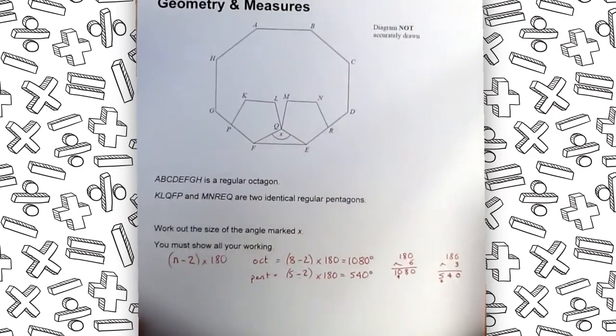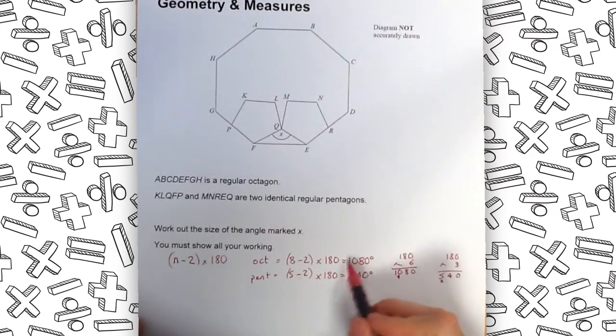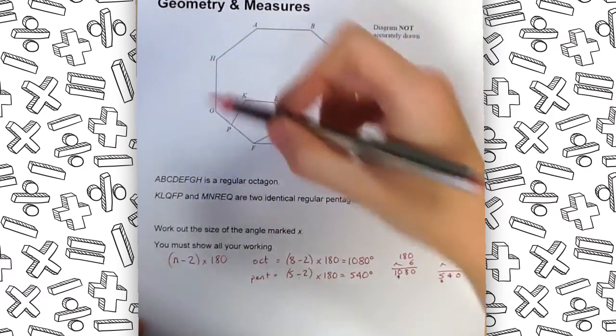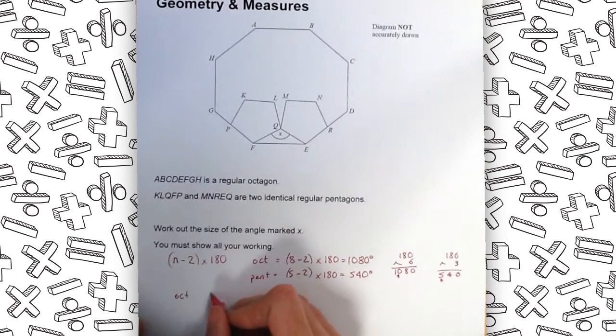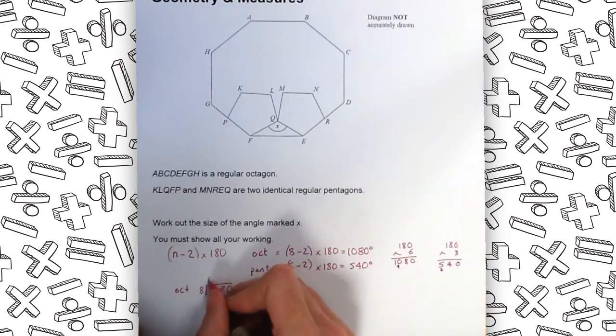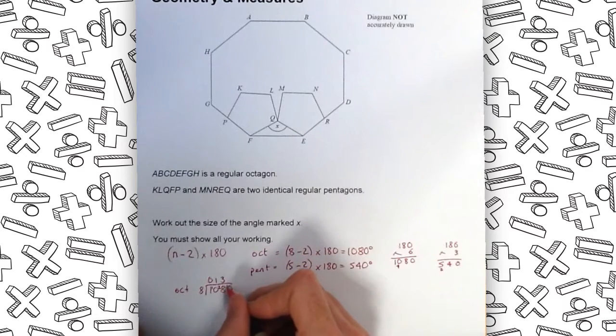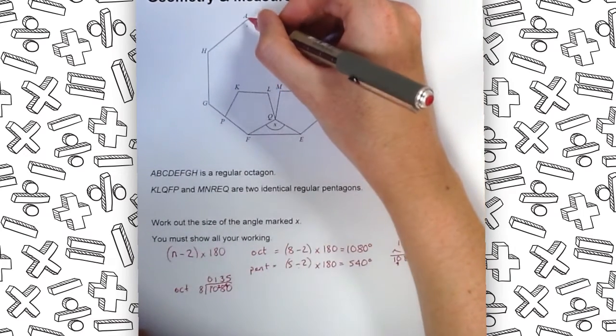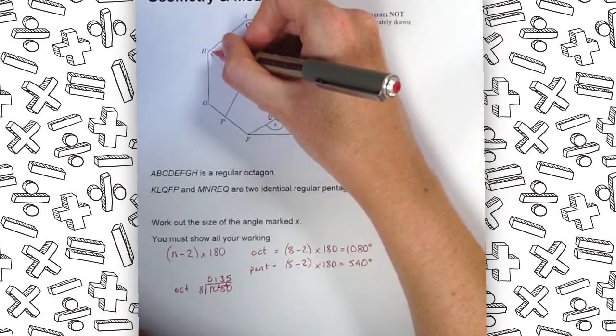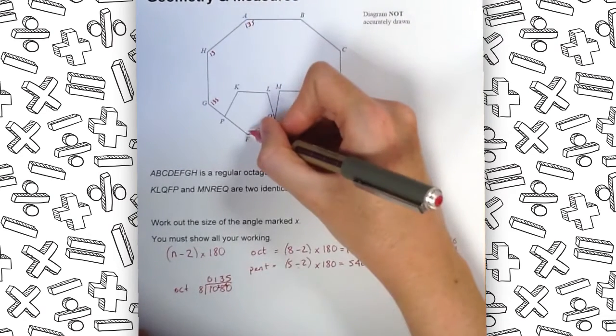Because we know that the shapes are regular, this means that the total of the interior angles can be split equally amongst all the angles. So for the octagon we have the 1080 divided by the 8 angles that we have. This gives us that each interior angle is 135 degrees. So each interior angle of the octagon is 135 degrees.